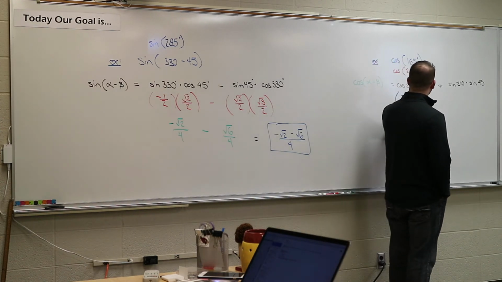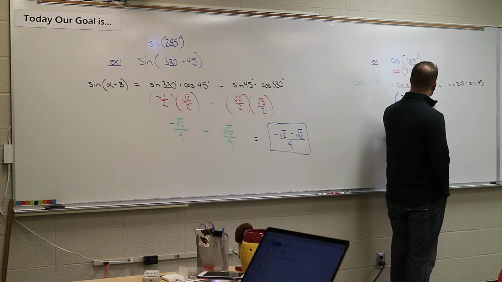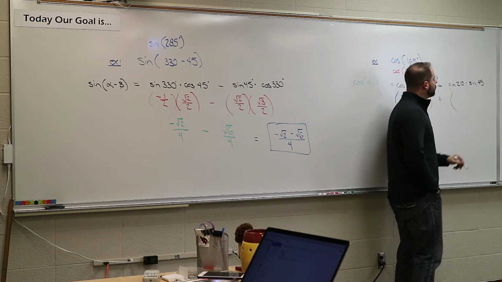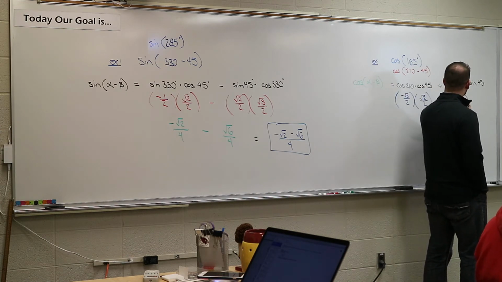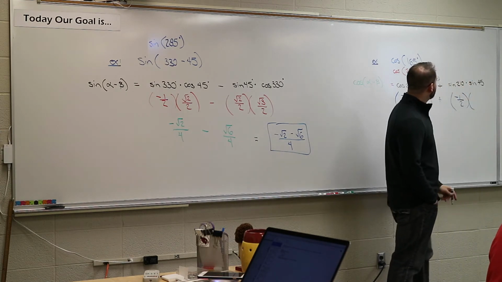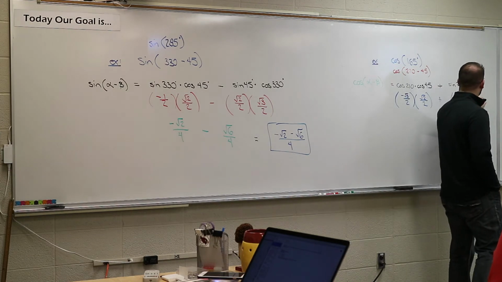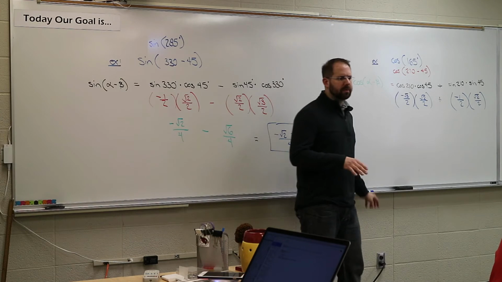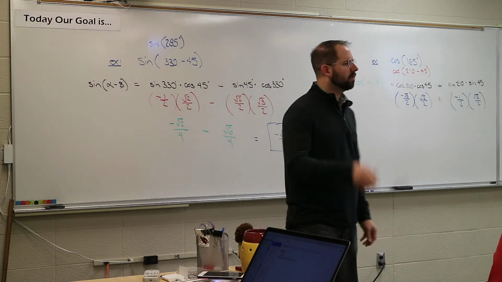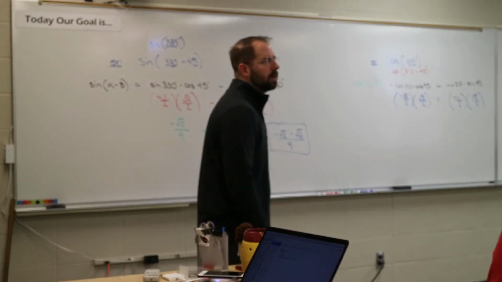Cosine of 45 is root 2 over 2. Sine of 210, that should be 1/2, and that's negative. And then sine of 45 is root 2 over 2. Again, correct me if my fractions are wrong from the unit circle. I think those are right. That's what I remember anyway.